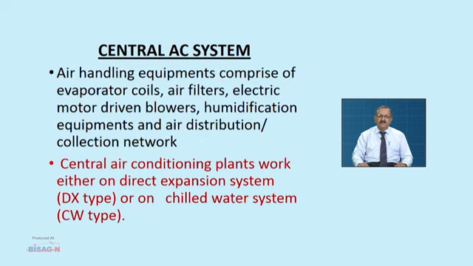Air handling equipments comprise evaporator coils, air filters, electric motor blowers, humidification equipments and air distribution or collection network. Central air conditioning plants work either on direct expansion, that is DX type, or on chilled water system, that is CW type.